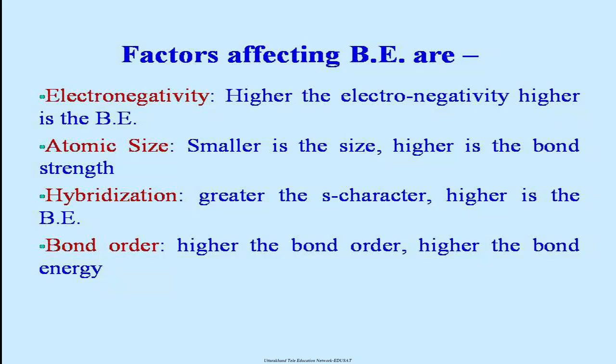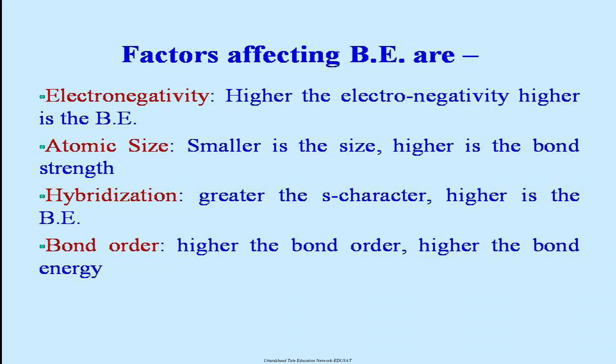Hybridization will play its role in the bond energy. The greater the s character, the higher the bond energy. It means the greater s character draws the electron into itself, nearer to the nucleus, and the s character occupation of the electron gives the higher bond energy.